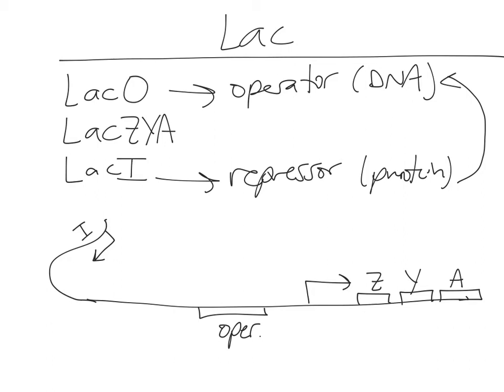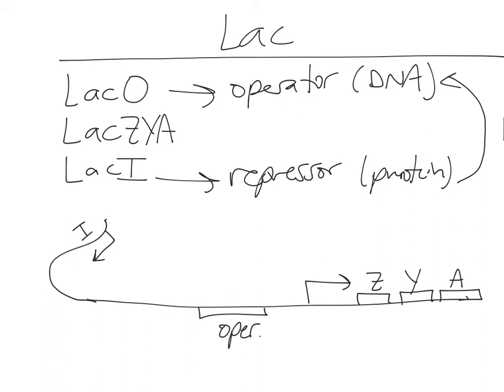So that's the whole set of sequences that we've talked about. LacI encodes the repressor. LacZ, lacY, and lacA, we haven't talked about what they do, but they're involved in the bacteria actually taking up lactose from their media and metabolizing it. So they're enzymes, basically.